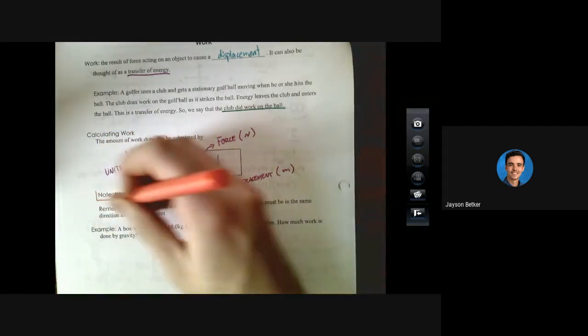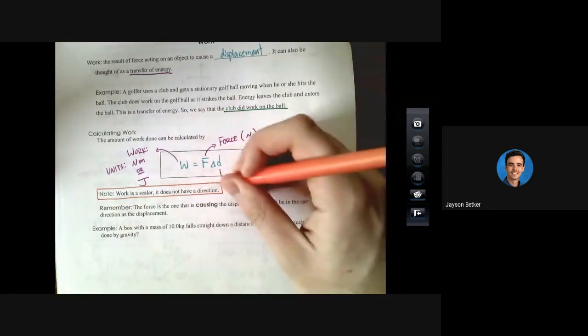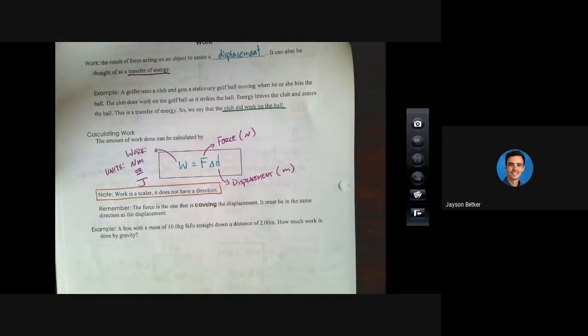Now, this is very important right here. Note, work is a scalar. It does not have anything to do with direction. We don't have to consider a direction. This actually comes from the dot product. If you are taking calculus, you might have learned about the dot product already, but that might not be in your course. But it's the dot product between the force and the displacement. And what ends up happening is we end up getting a scalar value.